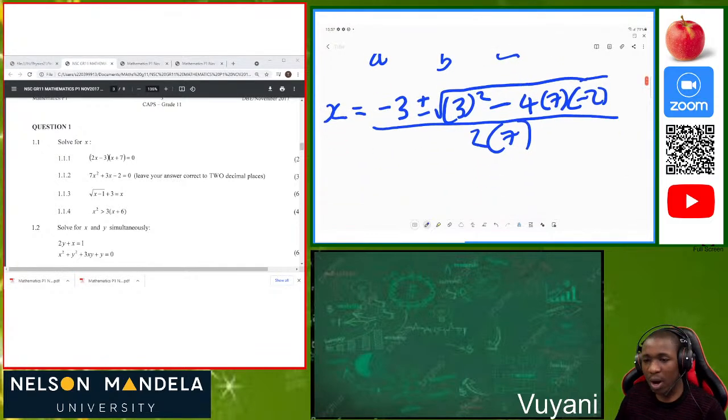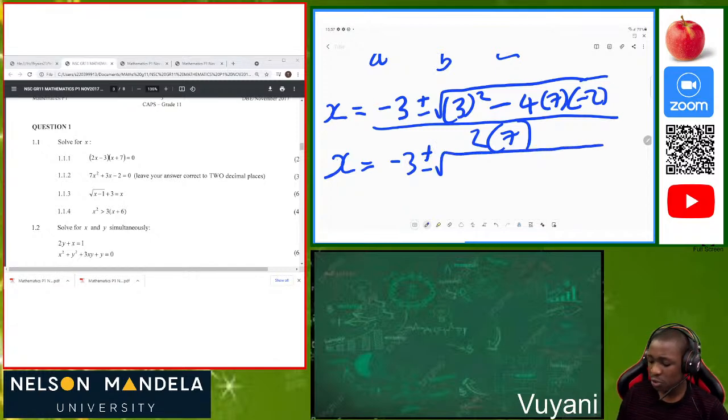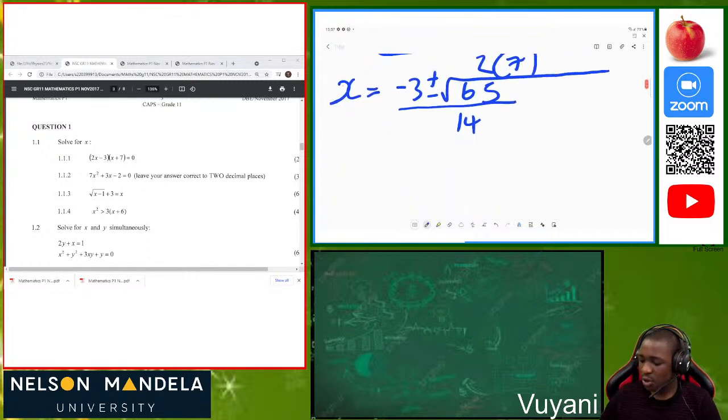Then after that, don't worry yourself too much. Now just use your calculator if you arrive at this step. So on this step, we have x equal to negative 3 plus or minus the square root of 3 squared, which is 9, minus 4 times 7, 28. We can start with what is in the bracket. When you calculate using your calculator, you're going to have 65 there. Then 2 times 7 is 14. Now you can use your calculator to get the two values of x.